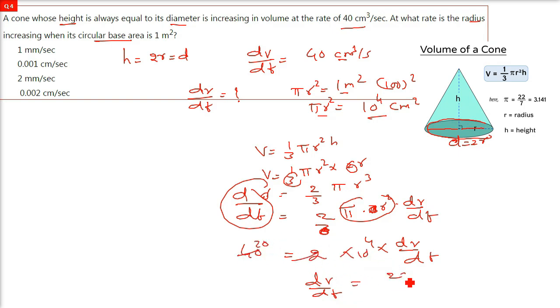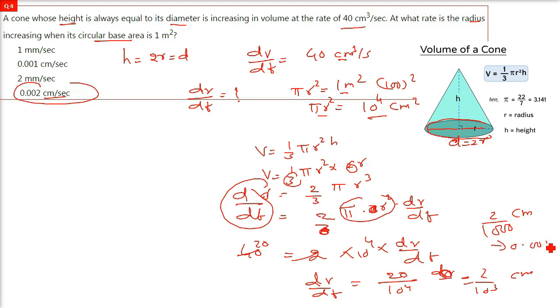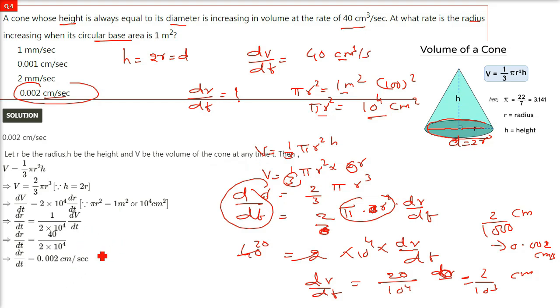So you can just write it like this. The zeros you can cancel. That is 2 by 1000. So you just see that there is only one option, which is 0.002 centimeter per second, because we have converted everything into centimeter. 2 by 1000 centimeter per second, that is 0.002, and that is the answer. You have to choose the fourth option in this, and the way you have to do it, I explained you: what has to be answered, what is being given, and this is the whole reference for you.